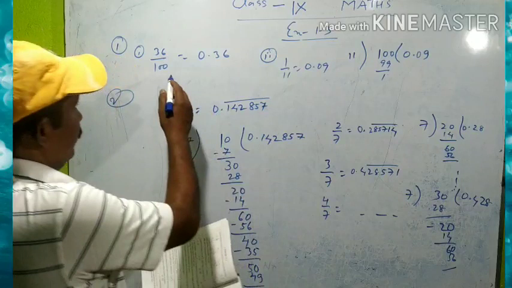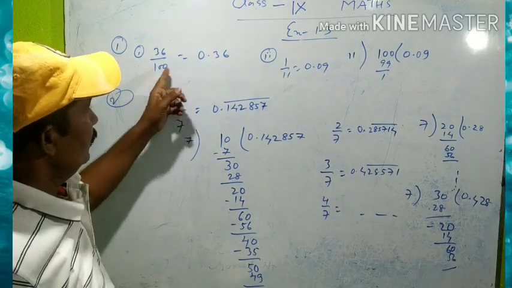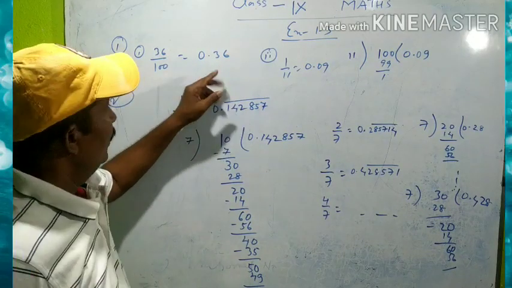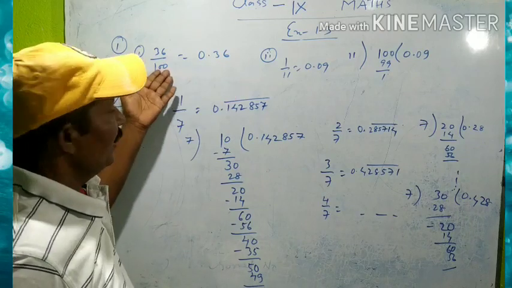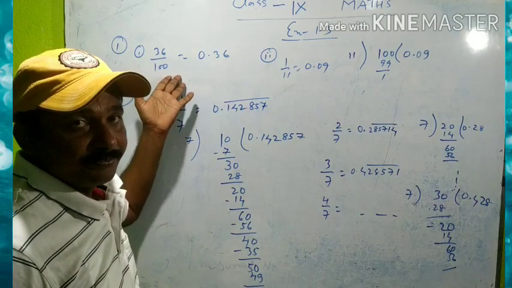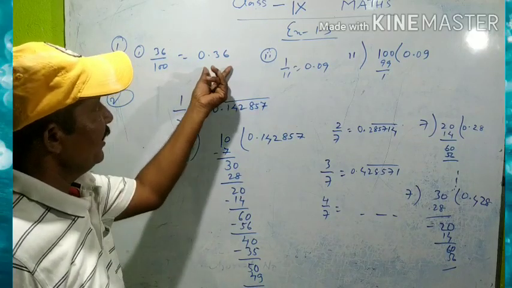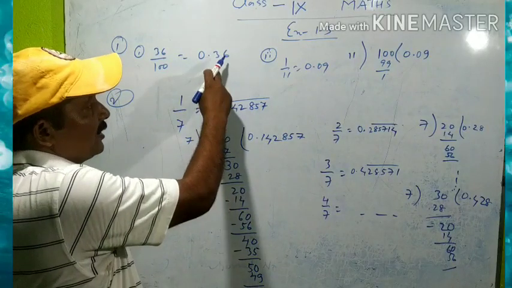First question, 36 by 100. If you convert this into decimal, it is 0.36. That means if you divide this, no remainder is left. Zero remainder is left here. So it is a terminating decimal. This is a terminating decimal expansion.